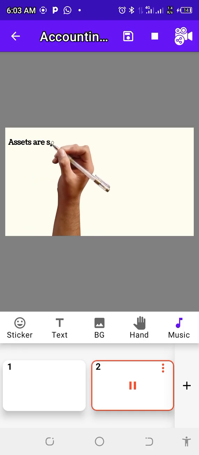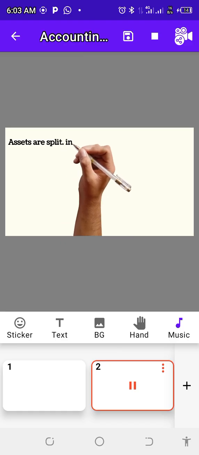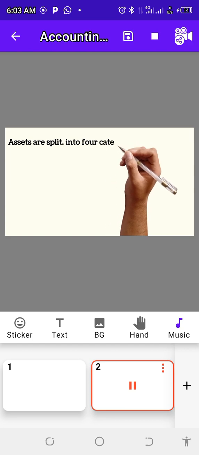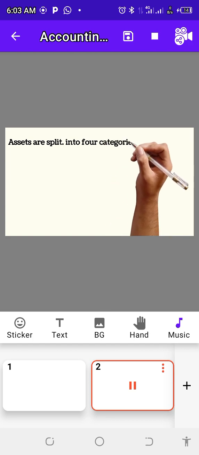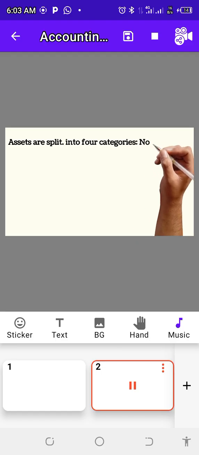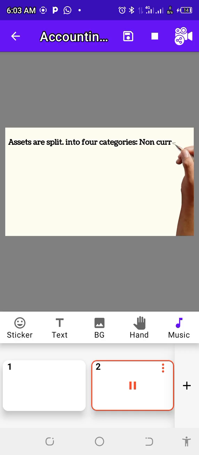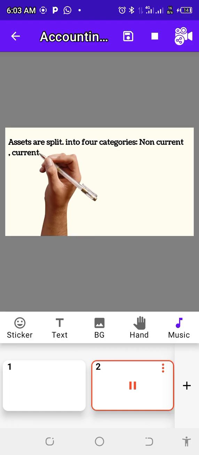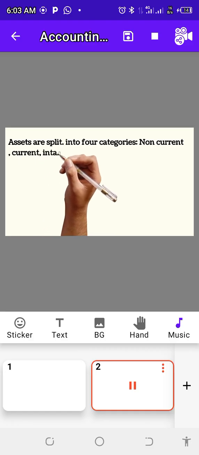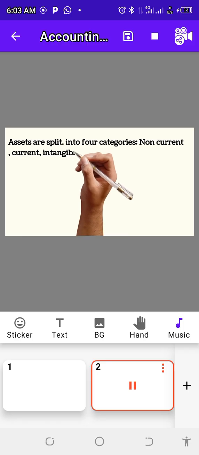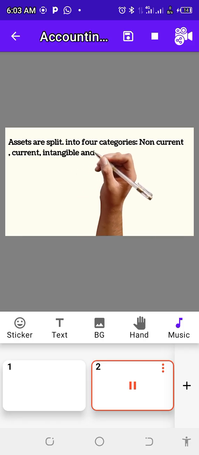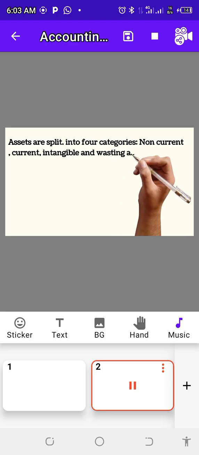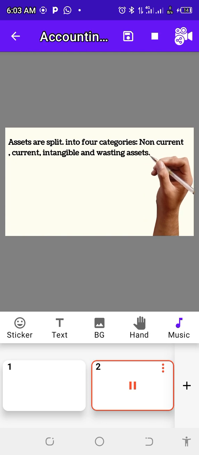Assets. Assets are split into 4 categories: non-current assets, current assets, intangible assets, and wasting assets. We will take them one after the other.